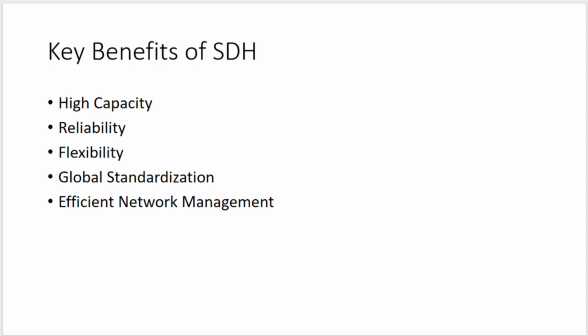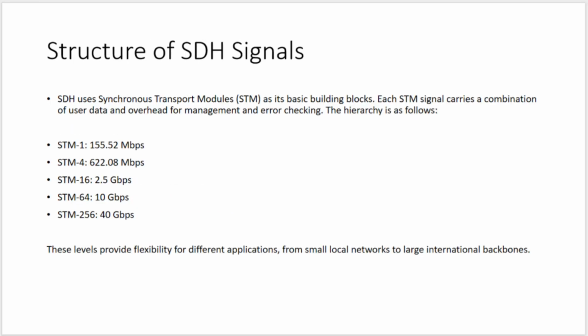And number 4, global standardization. As an ITU-T standard, SDH ensures compatibility and interoperability across international networks. And the last one is efficient network management. Centralized control systems simplify monitoring, configuration, and maintenance. So here are the 5 key benefits.